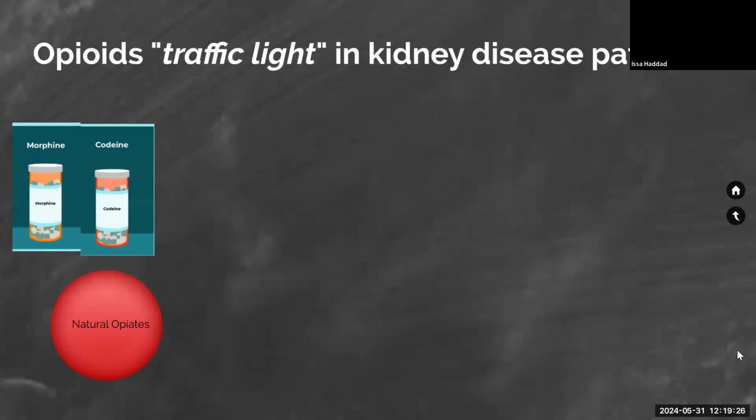So I tried to classify the opioids, and I came up with what I call a traffic light, but it's just the same classification that they use. As you can see, red means bad. So natural opiates, which we're going to talk about, and the two most common examples, morphine and codeine.